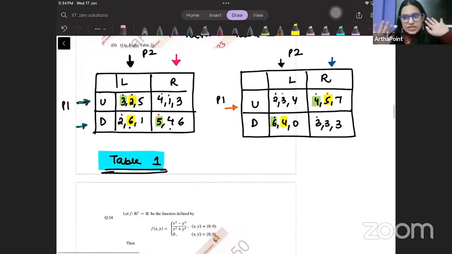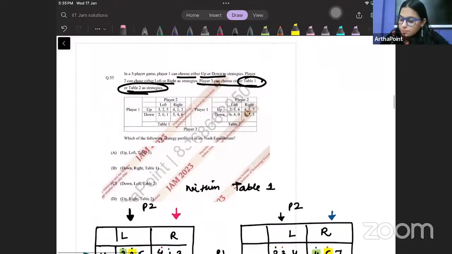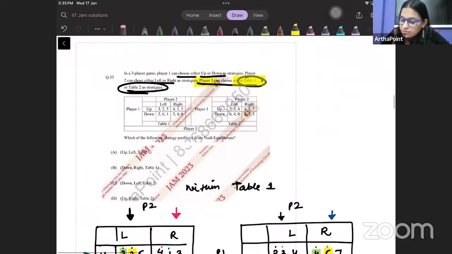Now, this is the usual way we find Nash equilibrium. Table 1's Nash I have found separately, and Table 2's Nash I have found separately. And that Nash is based on how player 1 and player 2 are acting. Now, it says that player 3 can choose either table 1 or table 2 as strategy. That means player 3 is not deciding on the basis of anyone else. He is not choosing his strategy by fixing player 1's or player 2's strategy. Player 3 is comparing table by table.